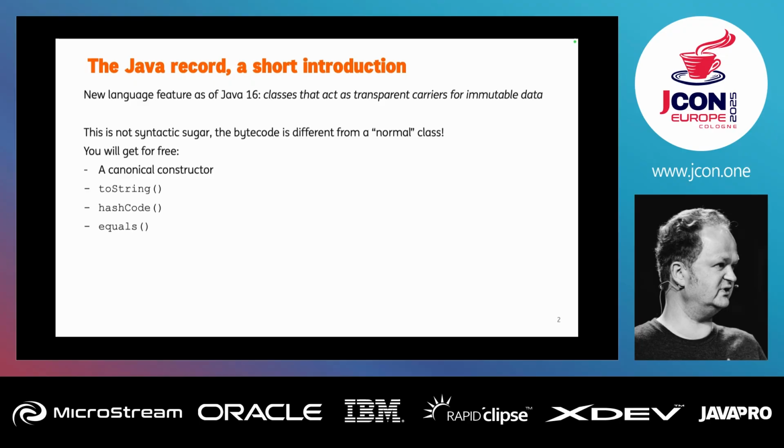So what does it offer you? It's just like a basic class, but it's not syntactic sugar. So if you look at the bytecode, it is a different implementation. You do get a canonical constructor, which means that all the fields that you're adding to the record are at that point included as a field, but they also receive a getter which no longer has a get in front of it. So that's, for people who are new to records, something you have to get used to.